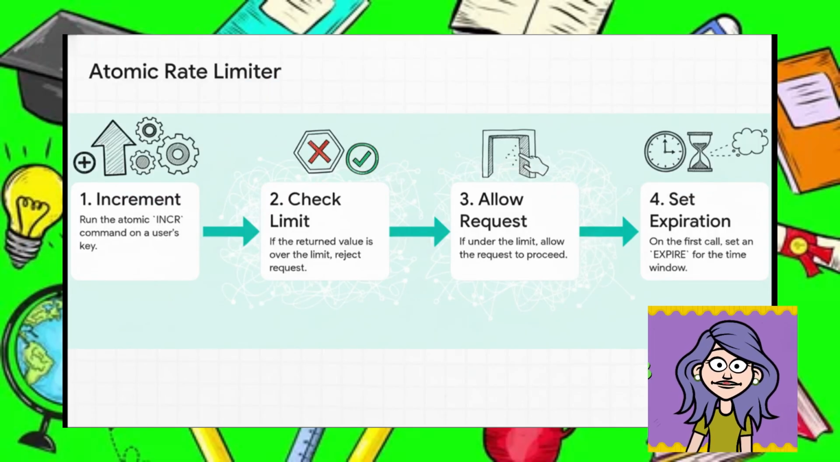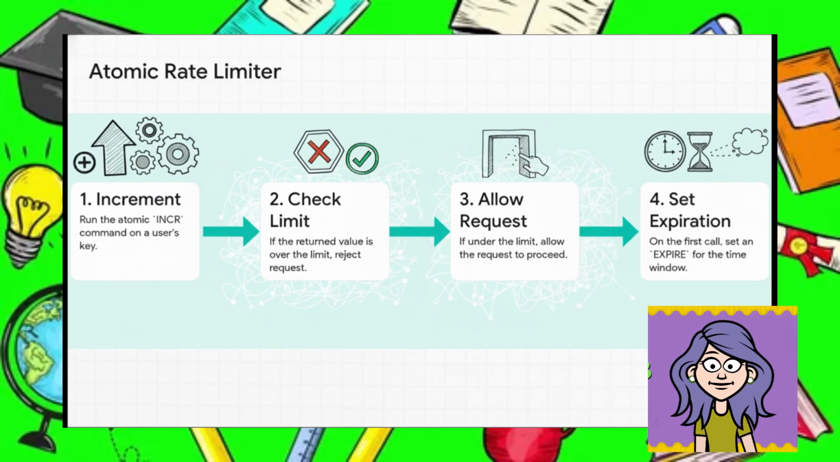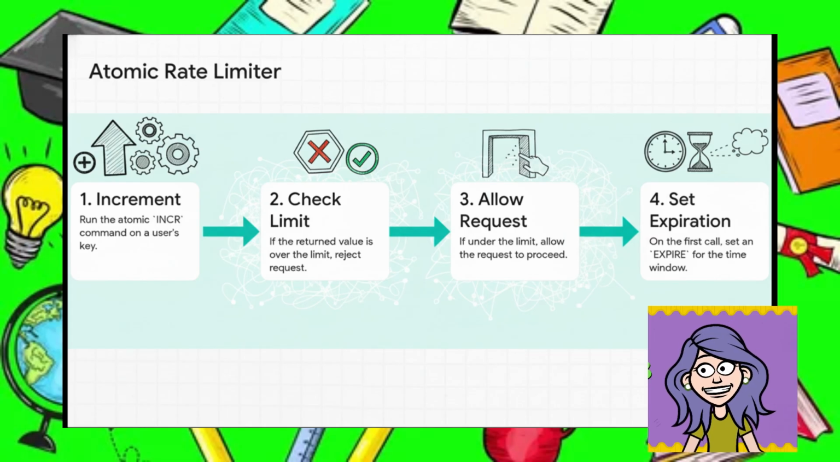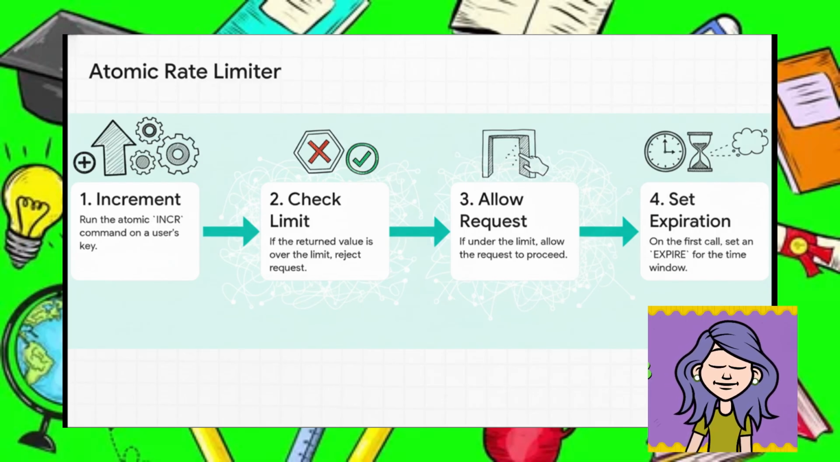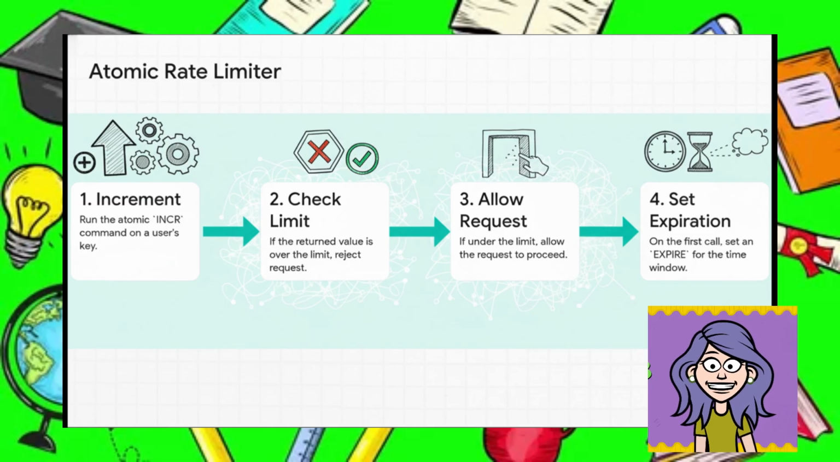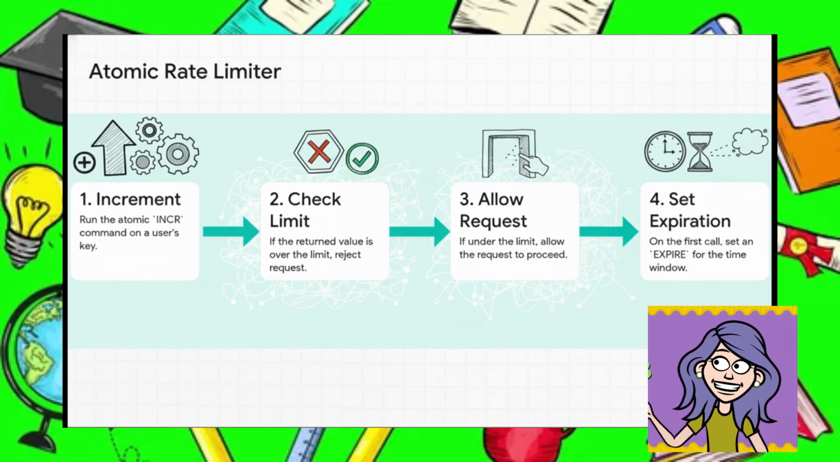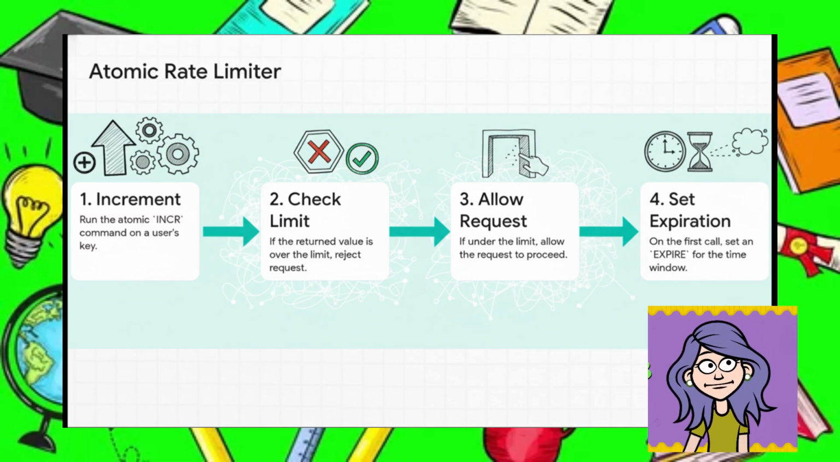Now, this is where things get really clever. Thanks to its atomic INCR command, building a distributed rate limiter in Redis is almost trivial. For every user request you want to limit, you just increment a counter key. If that counter goes above your limit, you reject the request. Simple. And if it's the first request in a new time window, you also set an expiration on the key. Once that key expires, the counter vanishes, and the user's limit is reset. It's such an elegant and powerful pattern, all with just two basic commands.